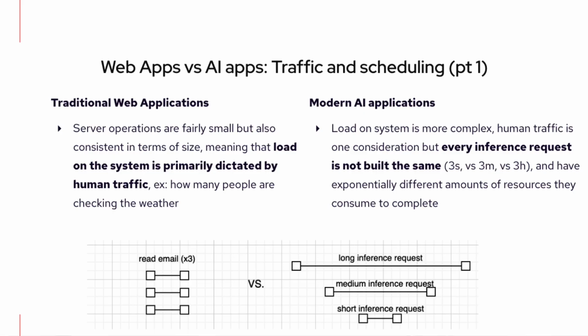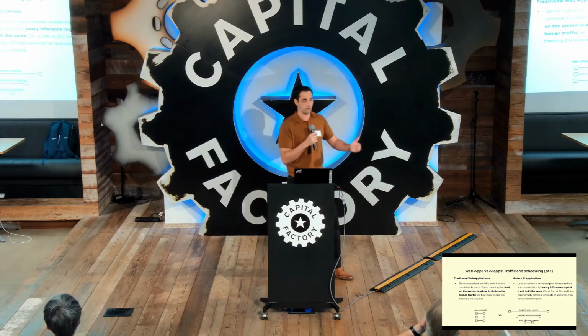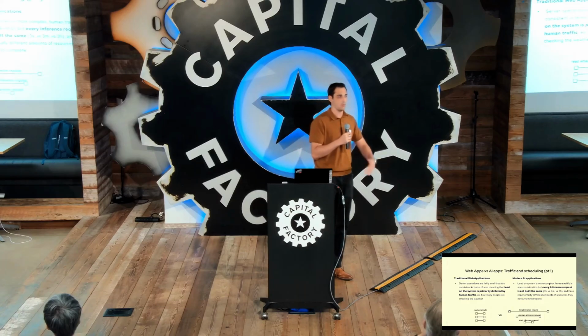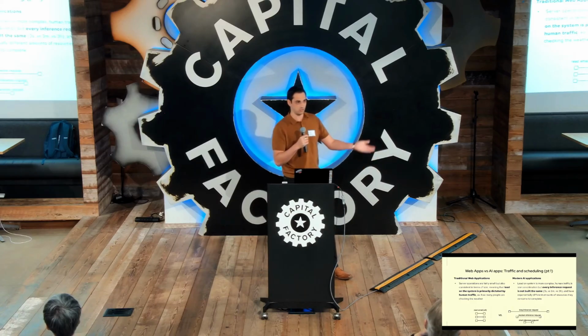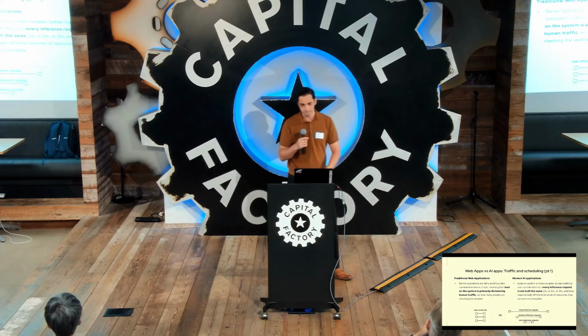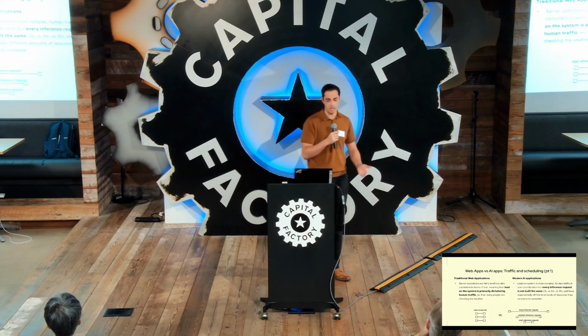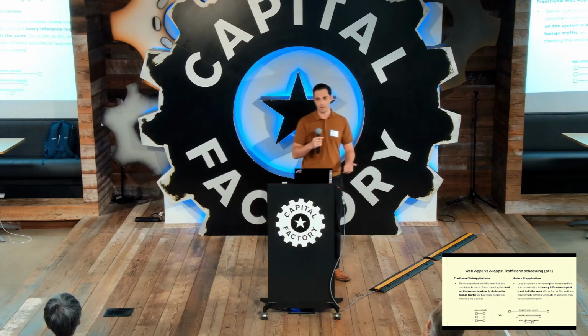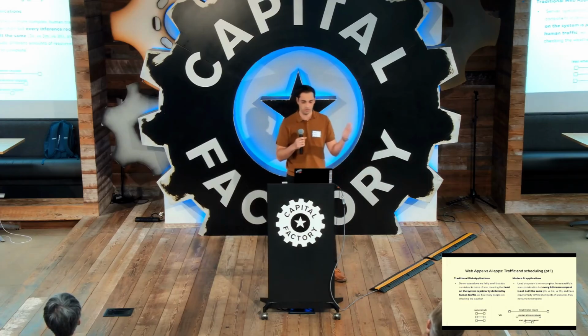The first way in which these 2 applications differ is in terms of the request traffic. So we all know traditional web applications have fairly modular server operations that happen per request. We think of serving the weather here, right? If someone's checking the weather, it's probably as difficult to serve it to person A as it is to person B. And so the overall load of the system is determined by the human element of the traffic. How many people are checking the weather or sending their email, right?